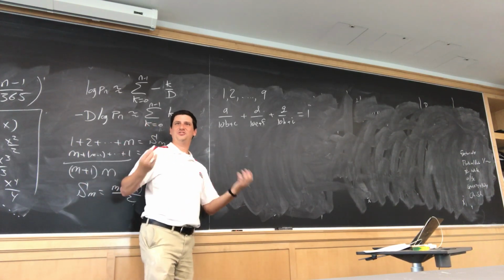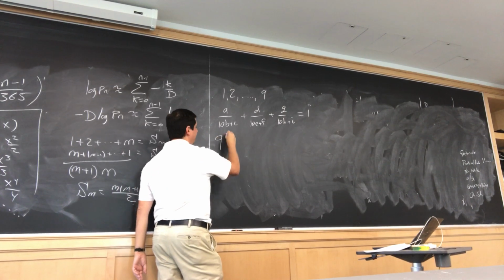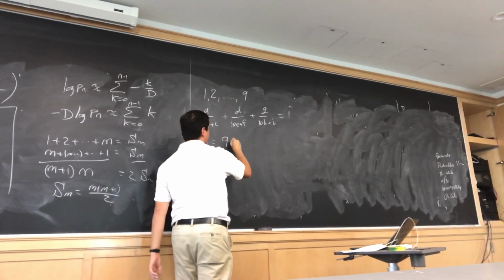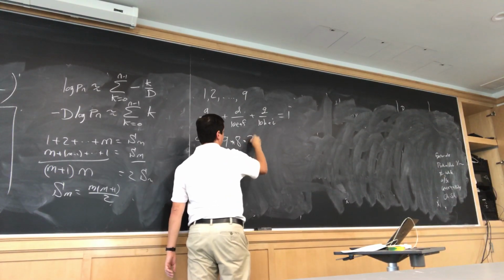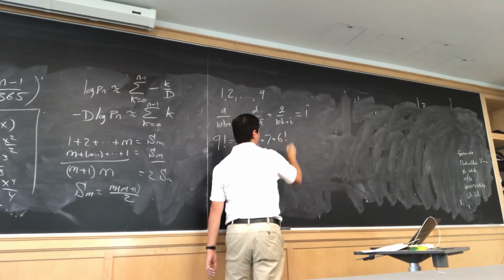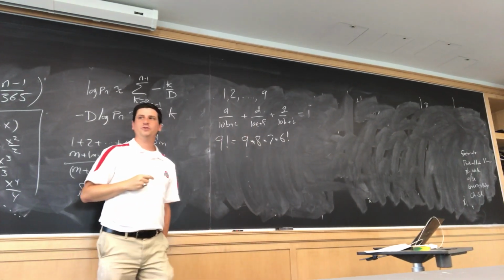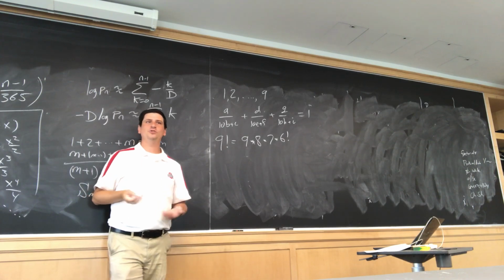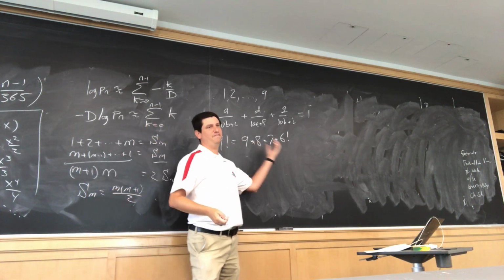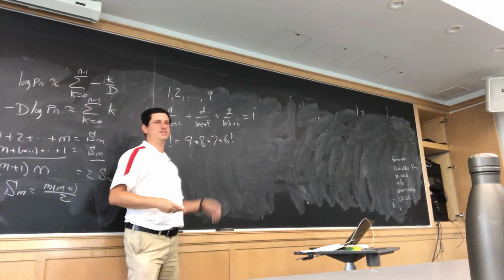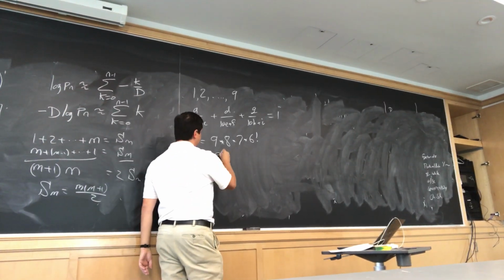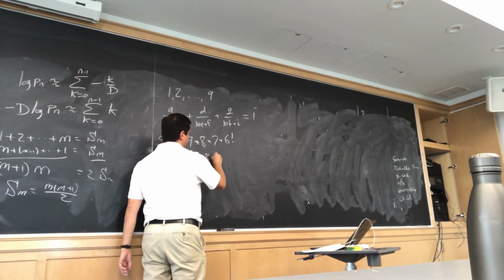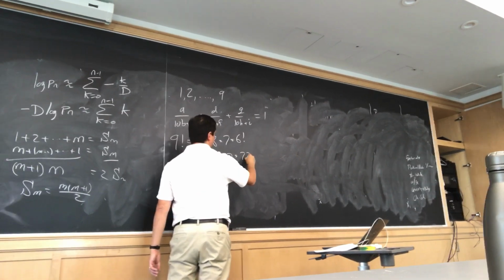Foreshadowing, the art of a great lecture, right? 9 factorial. Well, 9 factorial is 9 times 8 times 7 times 6 factorial. 6 factorial is famous. 6 factorial is probably like the last one people just know off the top of their heads. 6 factorial is 720. If you don't, 5 factorial is 120 multiplied by 6 is 720. So this is 9 times 8 times 7 times 720.